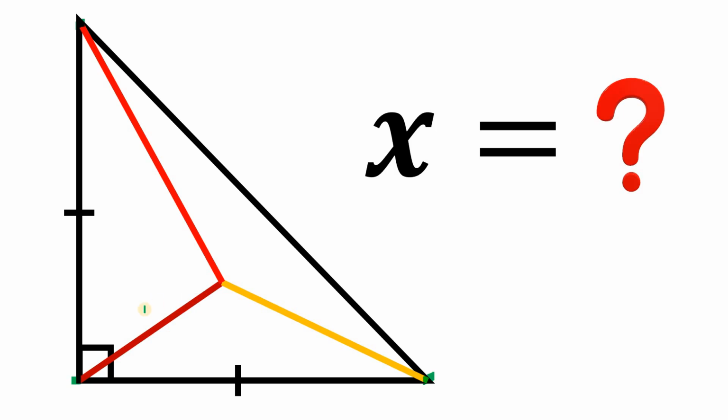And these segments connecting each other, this is 3 units, this is 5 units, and this is 4 units. And this is x, the hypotenuse of this right triangle. Now the question, of course, is what is the value of this segment, x?